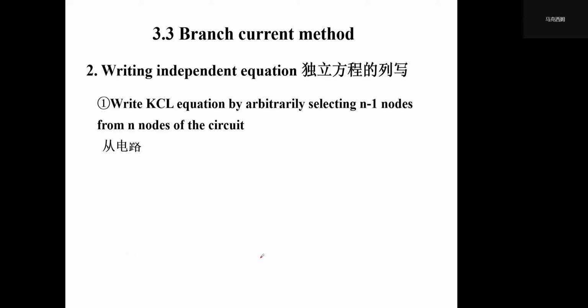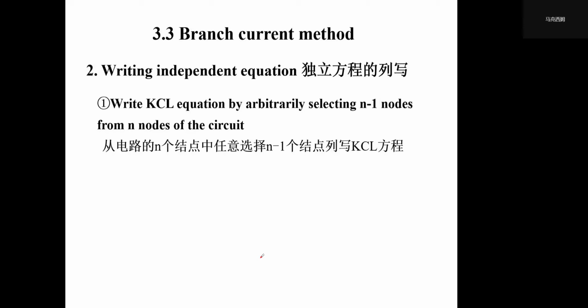First, we have to write the KCL equations. And we also know that the number of independent KCL equations is n minus 1, where n is the number of nodes. So we can randomly select n minus 1 nodes and list the KCL equations on them. This is how you do it.